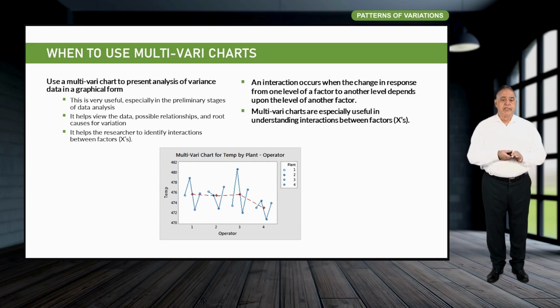It helps the researcher to identify interaction between factors, which is another very important point in research and analysis. So an interaction occurs when the change in response from one level of a factor to another level depends upon the level of another factor. So multi-vari analysis is especially useful in understanding interaction between factors, between predictor factors, i.e. the x's.